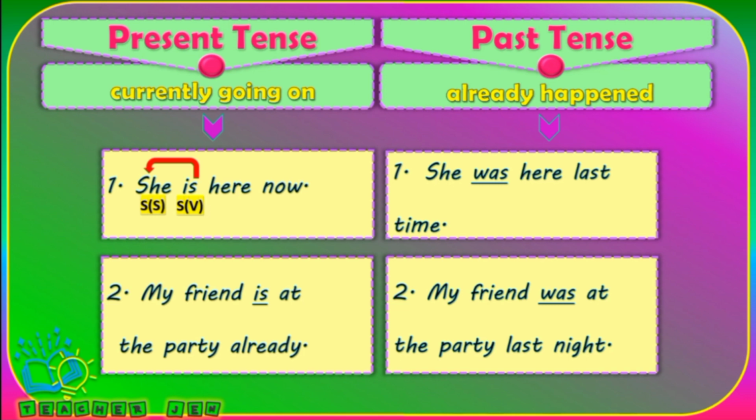Number 2, my friend is at the party already. Also, this is currently happening. Here, our subject is my friend, and it is singular. It is then followed by the be verb is, which is also singular. Remember the basic rule that says a singular subject takes a singular verb. So, as you can see, the verb in this sentence agrees with our subject, which is my friend.